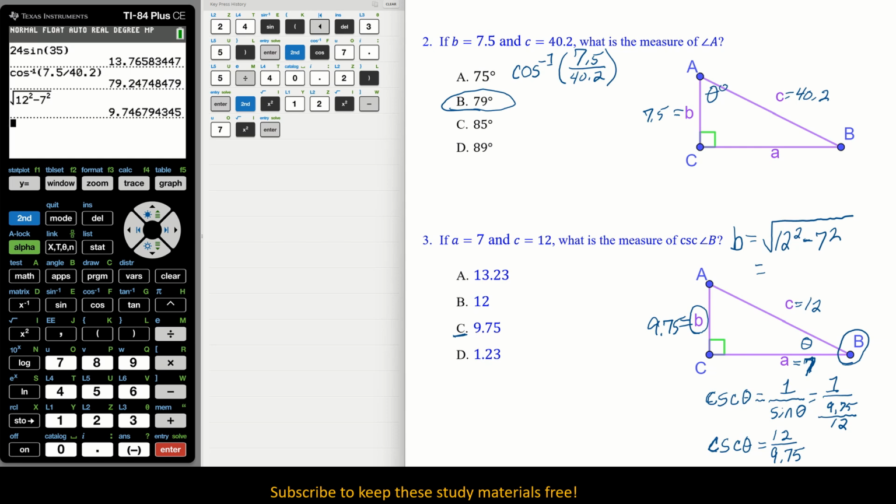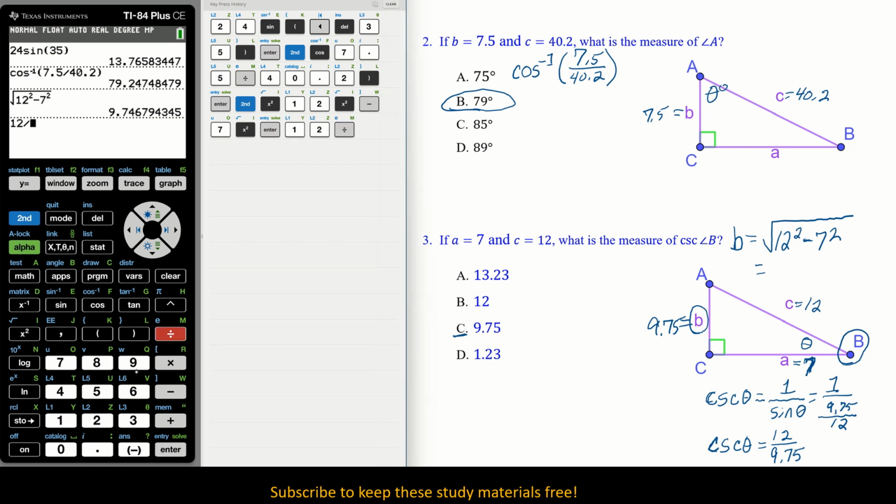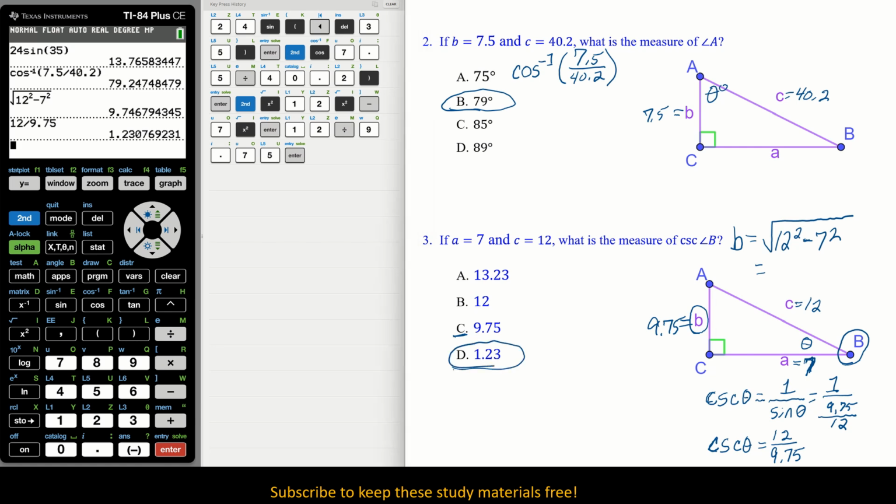Exactly. So I'm looking here, and I think that we could use sine to help us out with that. So now all we have to do, because we've used the sine and we know that we don't need to use an inverse, all we really need to do is take 12 and divide by the 9.75, just exactly the way I have it written. So let's pop that in our calculator, okay? So 12 divided by 9.75, push enter. And yes, we do have an option. That would be option D.